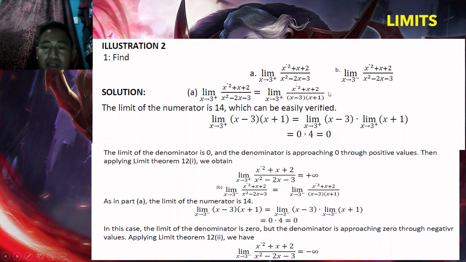We factor the denominator: x minus 3 times x plus 1. Now substitute 3. The denominator becomes 0. Is the numerator 0? No. The numerator is not 0, so with a 0 denominator the result is only negative infinity or positive infinity. Let us try: the limit of the numerator is 14. 3 squared is 9, plus 3 is 12, plus 2 is 14. That can be easily verified.